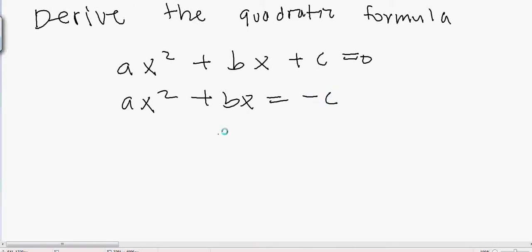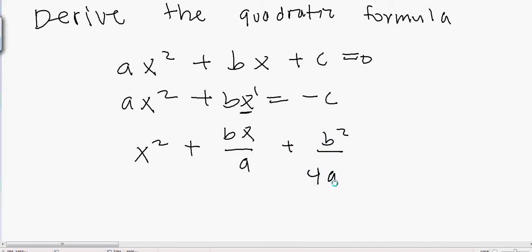And then we want to take the coefficient of the x to the first power and divide by 2 and then square it, right? So when we add it to both sides, we would get x squared plus bx over a plus b squared over 4a squared equals negative c over a plus b squared over 4a squared.